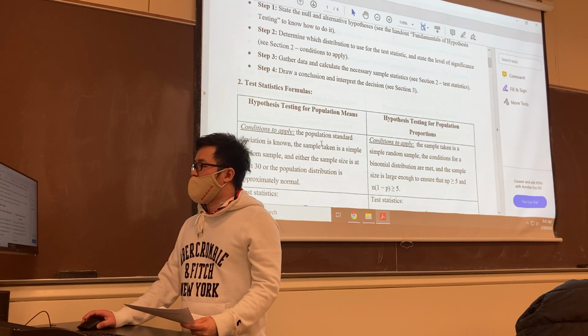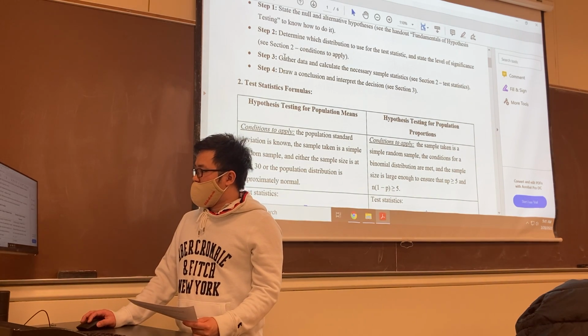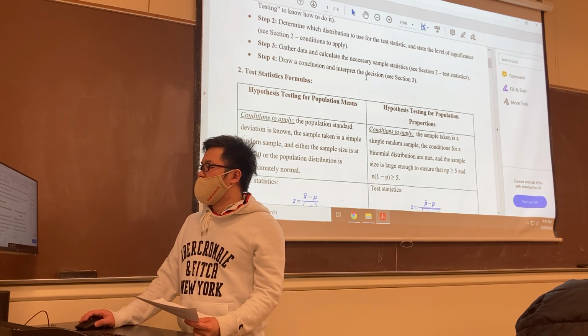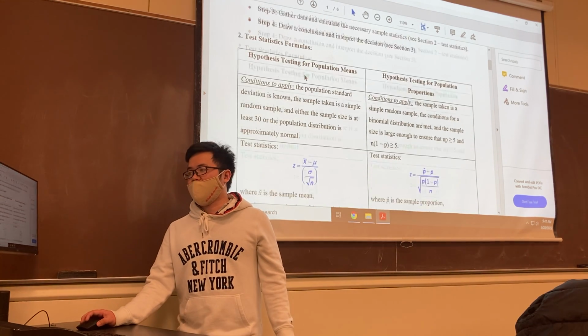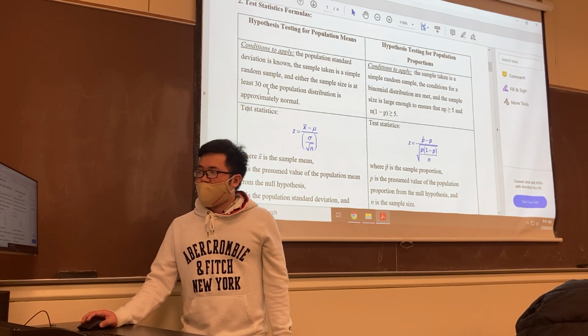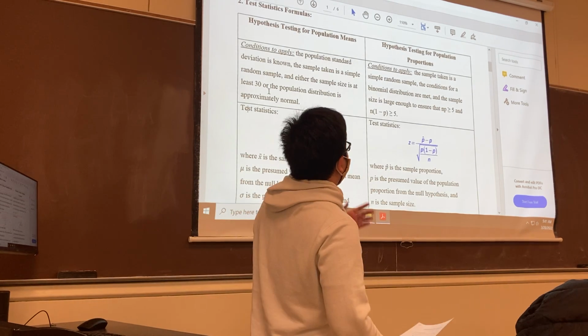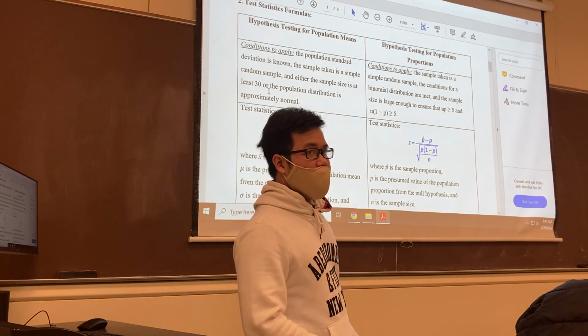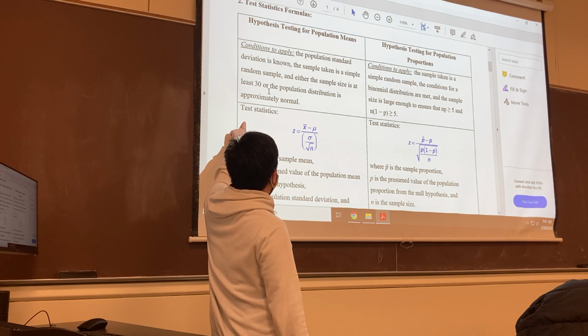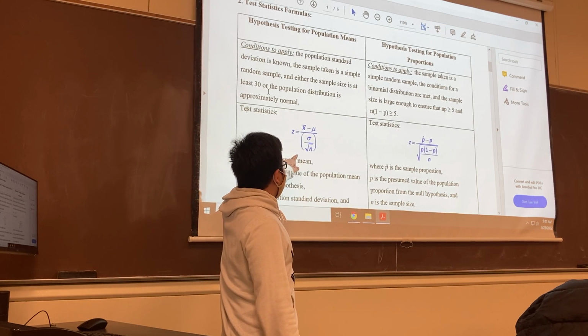And okay, what about step 3? Step 3, we will calculate the test statistic. Okay, what about the test statistic here? This depends on the question. If the question gives you the population mean, they ask you to make the hypothesis test about population mean, so you need to calculate the test statistic and follow.